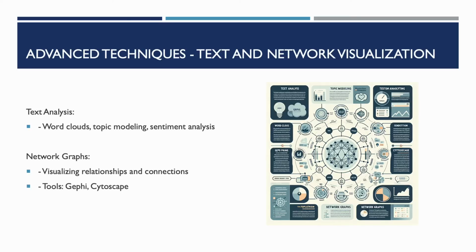A simple but effective method is the word cloud, which visualizes the frequency of words in a given text corpus. Words that appear more frequently are shown in larger sizes, helping us quickly identify prominent themes or terms in the data. So we can use word clouds for text analysis.